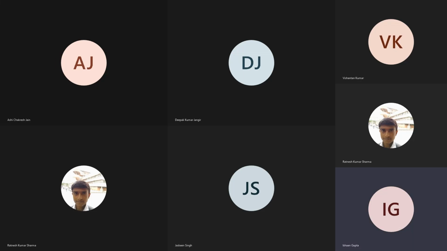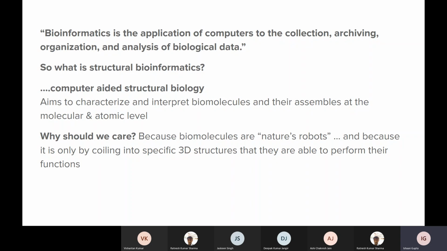I think that's quite obvious by this point of time in the course, because most biomolecules are nature's robots. When I'm talking about biomolecules, mostly proteins here. Because of their specific three-dimensional structures, they are actually able to perform functions, right? So if you have a machine which is doing some function, only specific shapes of certain machines will be able to do that function.